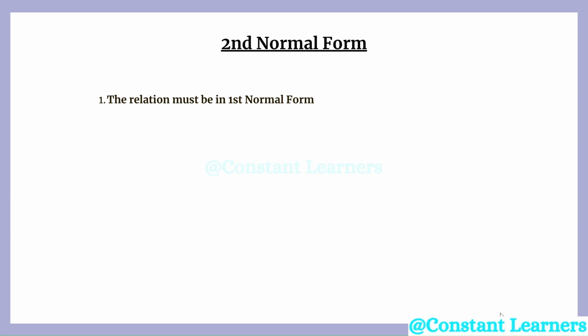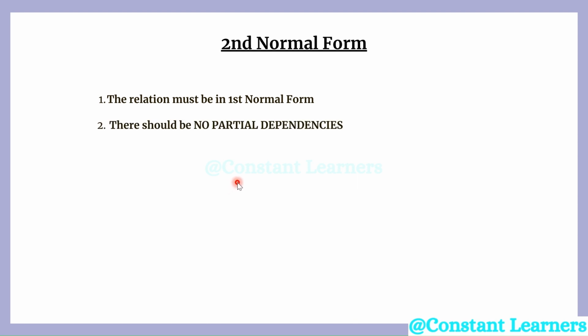The first and most important is the relation must be in first normal form. See, this is why it is important for you to know what is first normal form and when do we say that a relation is in first normal form. So, for a table to be in second normal form, the first and most important criteria is that the table should already be in first normal form. Now, let's assume that our table is already in first normal form. Then the second criteria will be that there should be no partial dependencies.